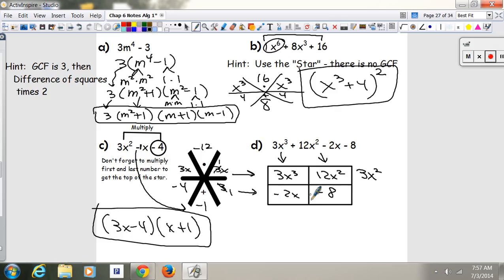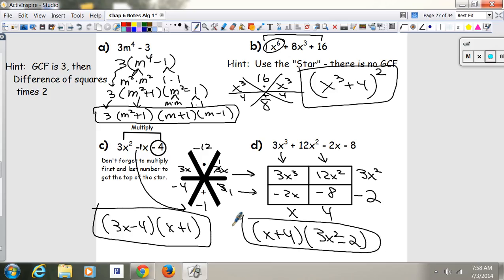They both have a negative on the bottom, so I've got to put a negative, and you can divide them both by 2. 2 goes into 8, 2 goes into 2. Here is just x. Only thing you can divide both of these by is an x. And here you have a 4. So x plus 4 and 3x squared minus 2. So that would be factoring a box. 4 terms, so you just put those 4 terms in the box, and you have it.